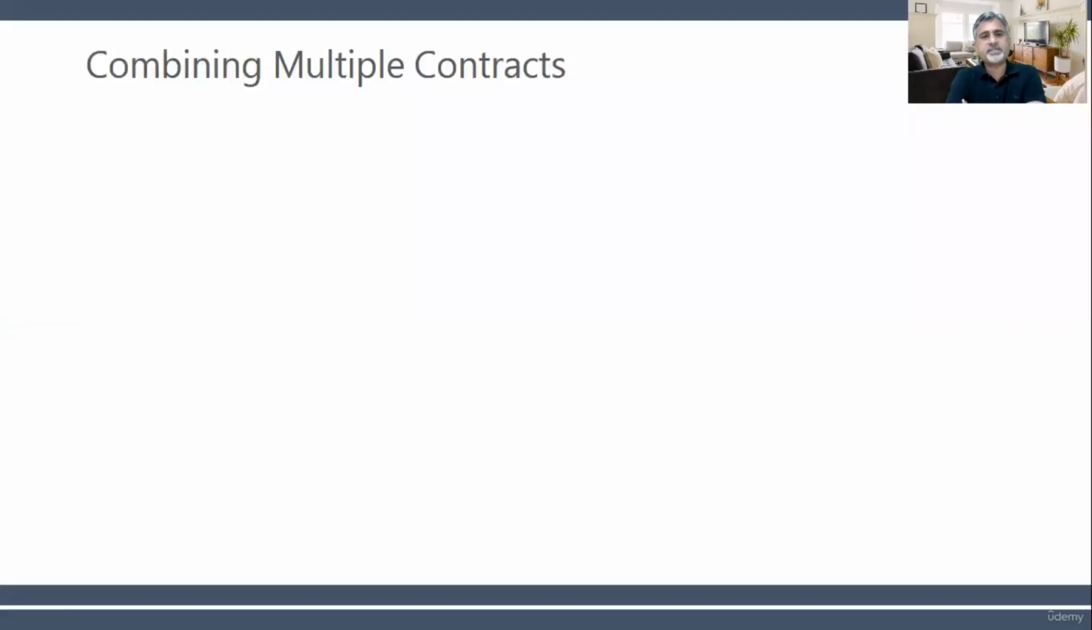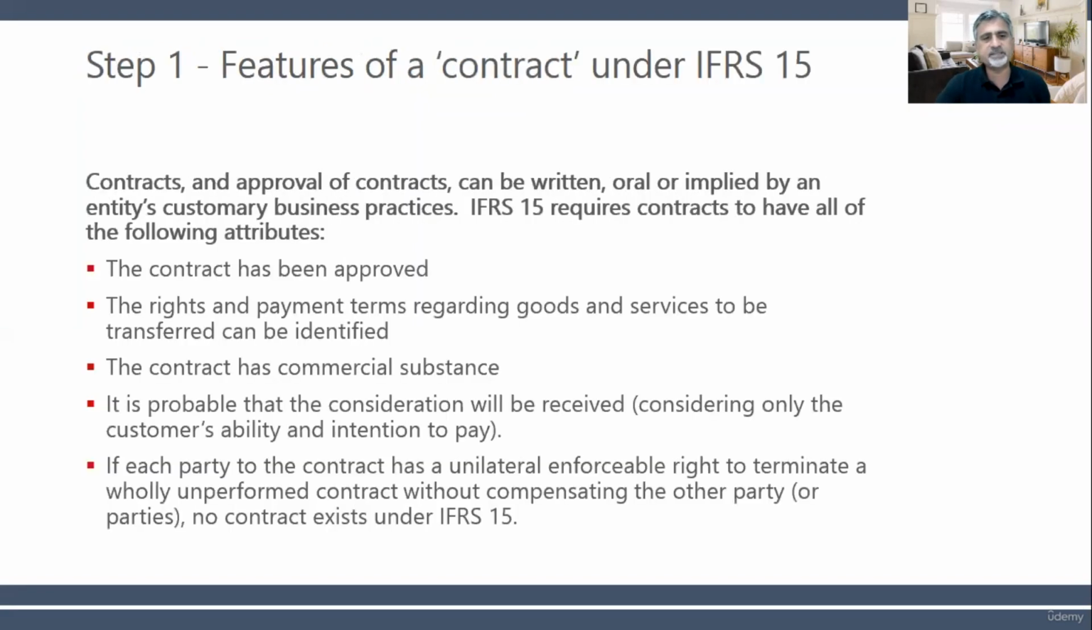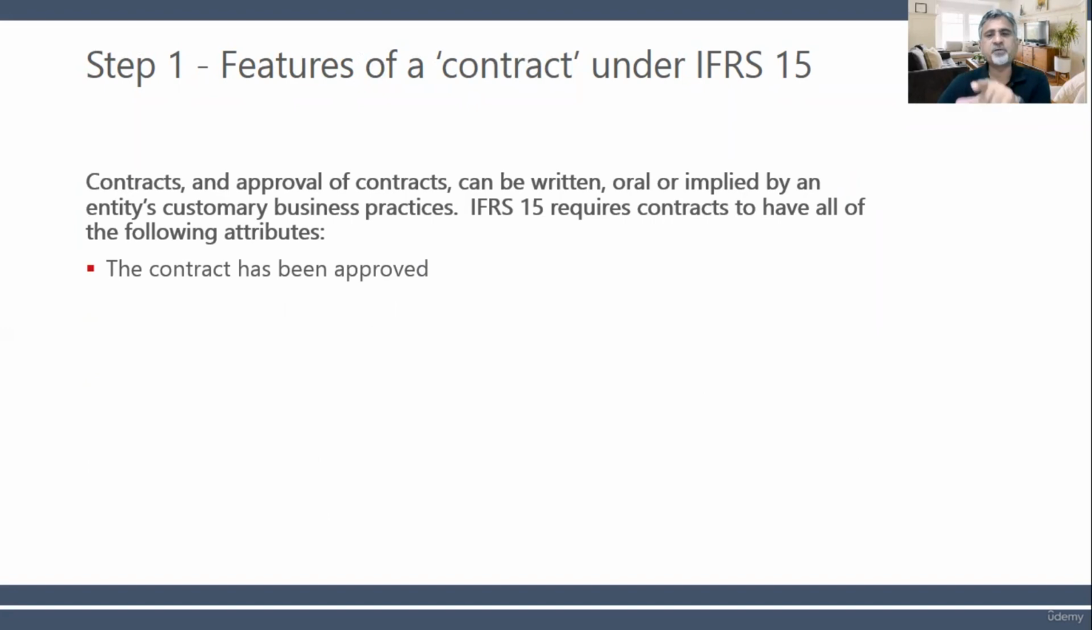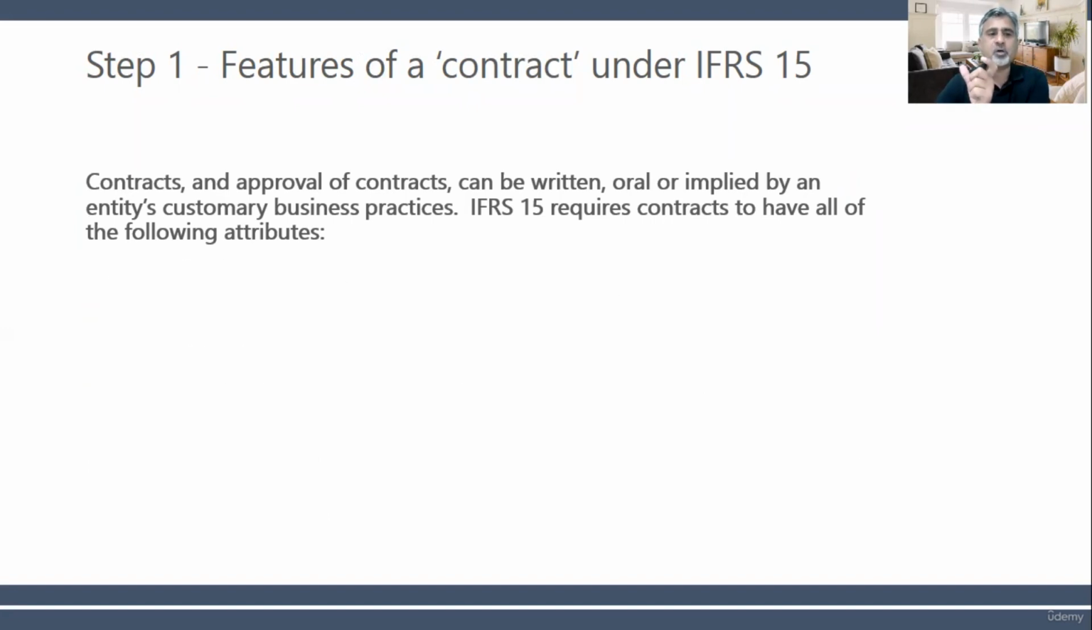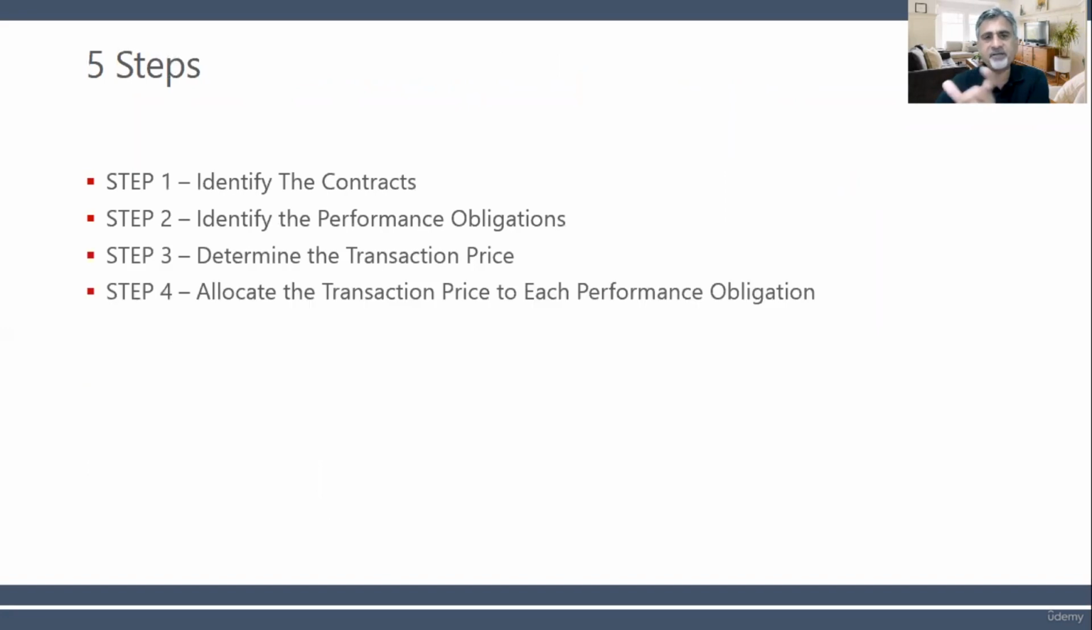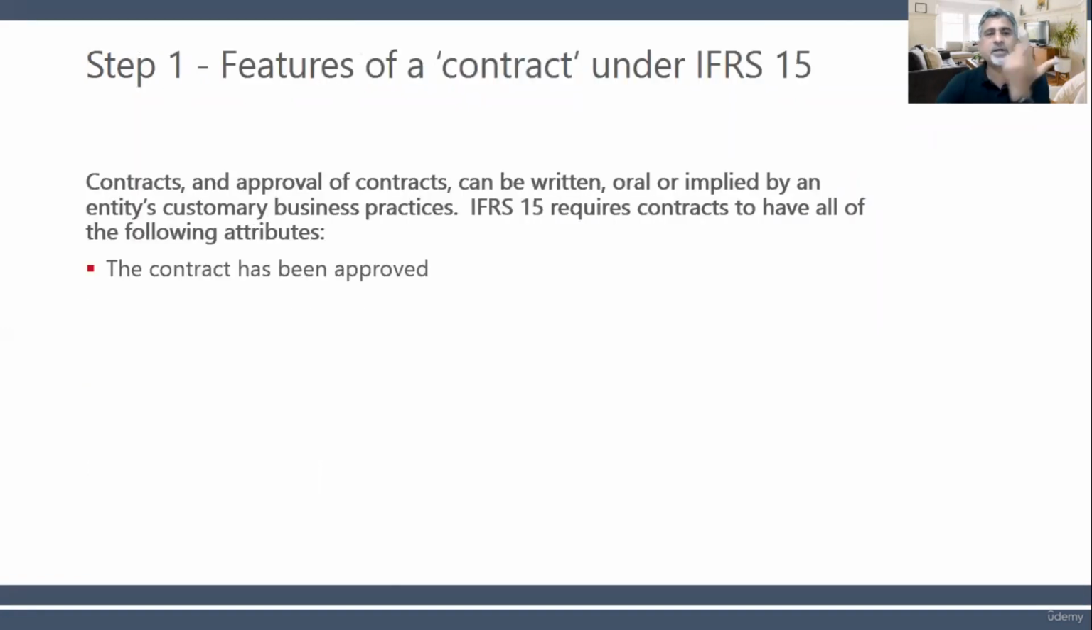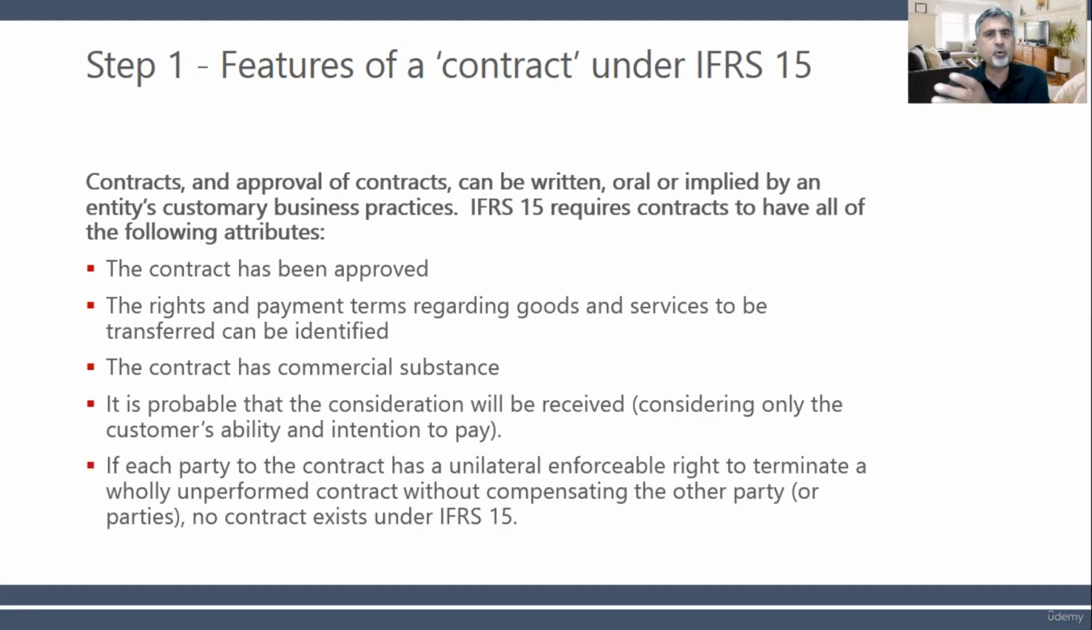So we continue with this IFRS 15. After this, we just did this step one, features of a contract. So we said that step number one was identify the contract. Okay, this one, step one, identify the contract. So first we need to understand what is a contract and what are the conditions which must be met within a contract. So we just did it.